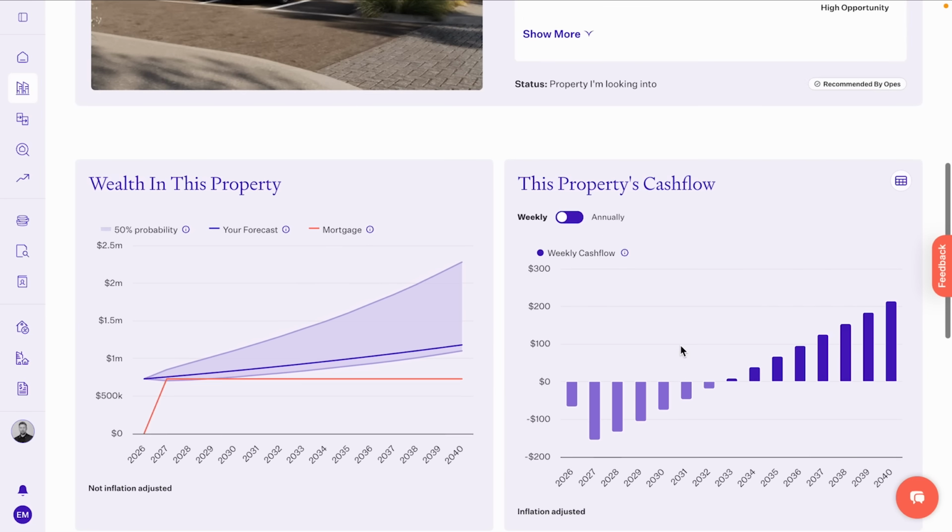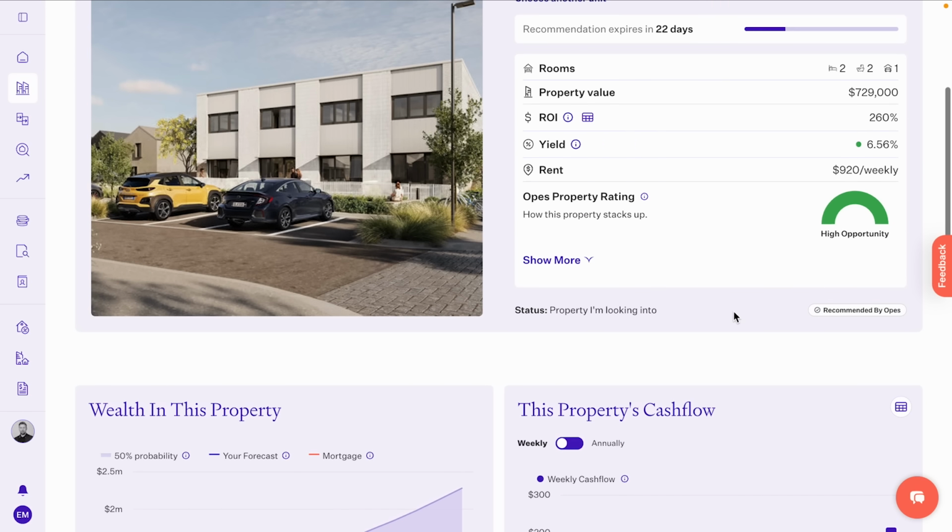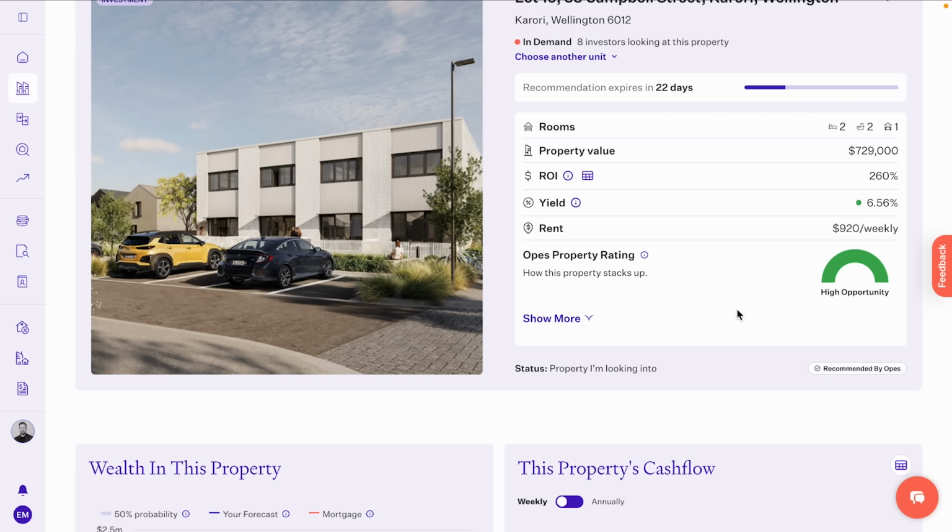You can also see how the cash flow stacks up. Okay, so if I borrow all of the money for it, might need a small top up at the start, but it's expected to become cash flow positive roughly in about 6 years, depending on how fast the rents increase and what happens with interest rates.